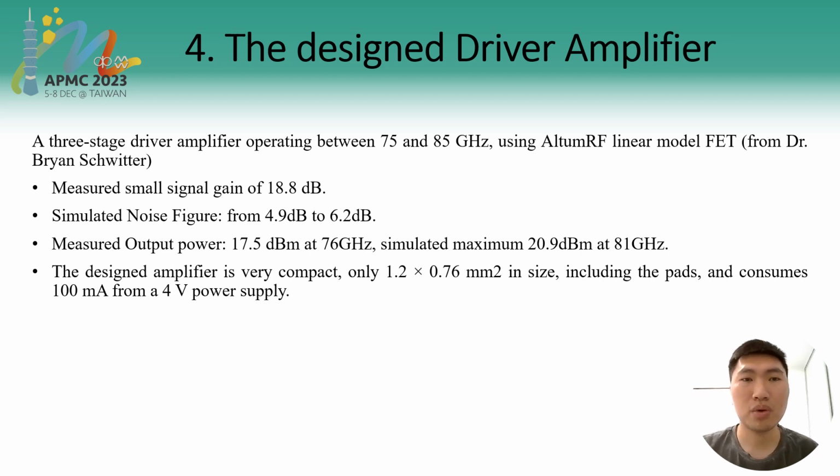The maximum output power of 20.9 dBm is obtained at 81 GHz. The designed amplifier is very compact, only 1.2 by 0.76 mm square in size, including the RF and DC paths. It consumes 100 milliamperes from a 4-volt power supply.